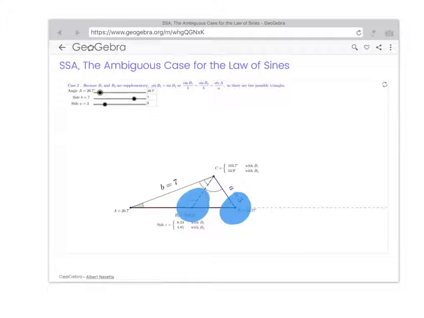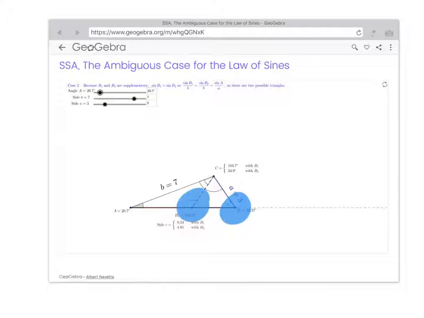This is the last case. Case 3 is that you are able to find one angle, but the supplement won't work. It's going to be too big. So then you actually only will get one triangle in a problem like this.